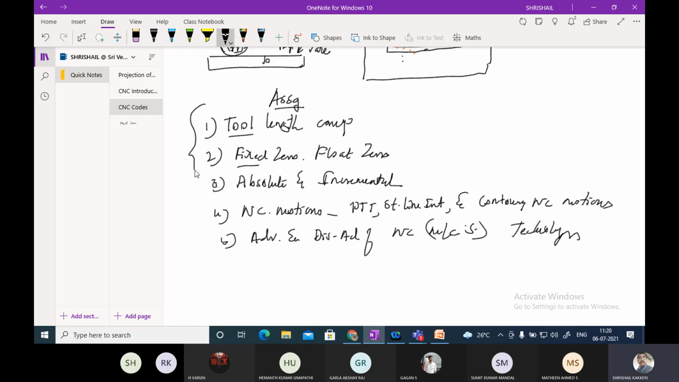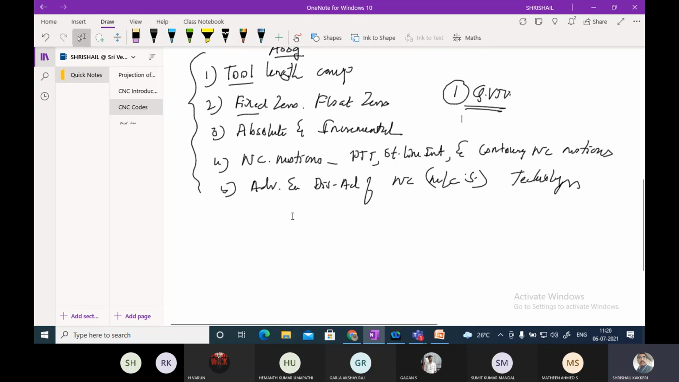So please make sure you study this. I assure you 100% there will be one question from this in the VTU examination. VTU examination, one question will be there from this one. Please remember this.